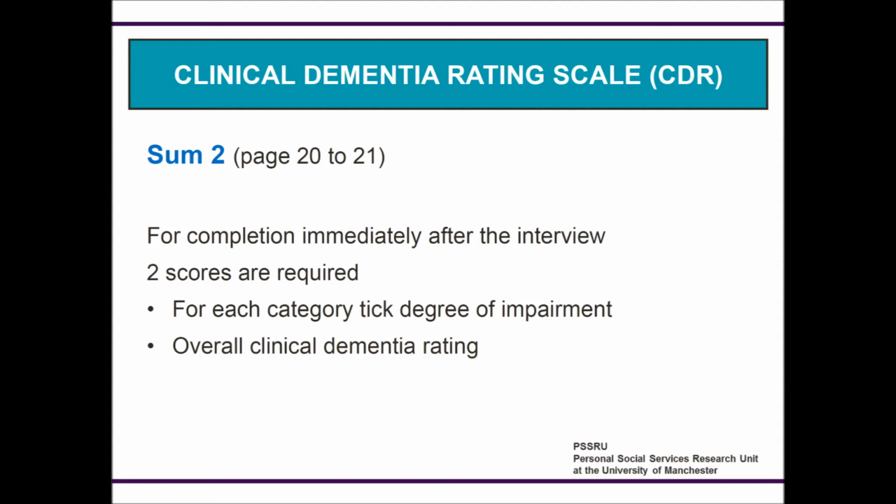Occasionally the evidence is ambiguous, and the best judgment is that a category could be rated in either one of two adjacent boxes, such as mild 1 or moderate 2 impairment. In that situation, the standard procedure is to tick the box of greater impairment.